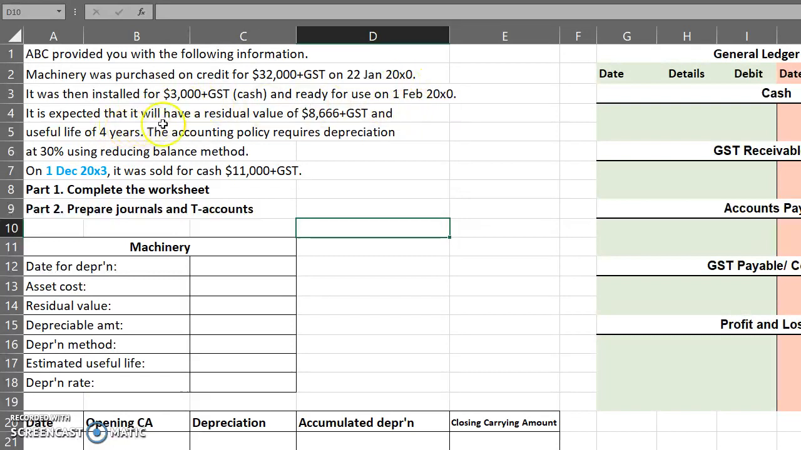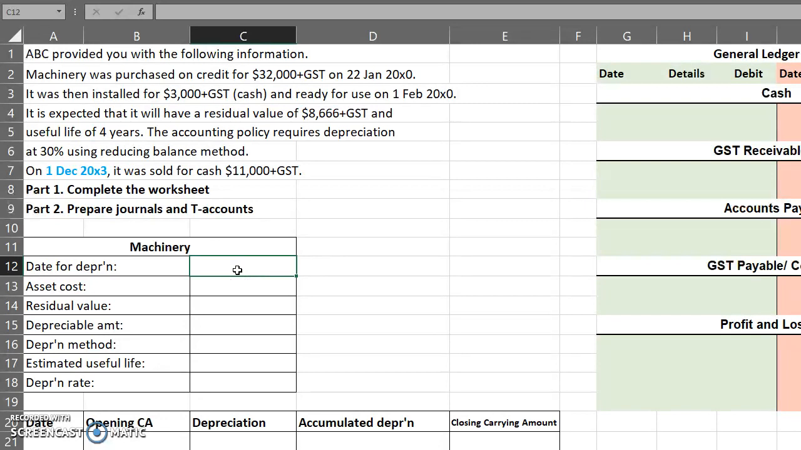Then it is expected the machine will have a residual value and useful life of 4 years. The accounting policy requires depreciation at 30% using reducing balance method. 1st of December 2003, it was sold for cash. Okay, so first of all, let's put together a quick summary.